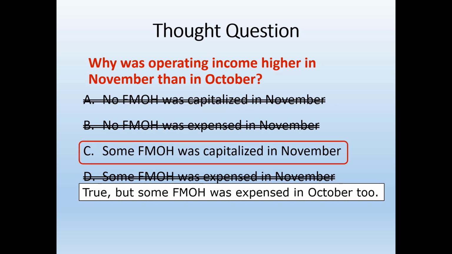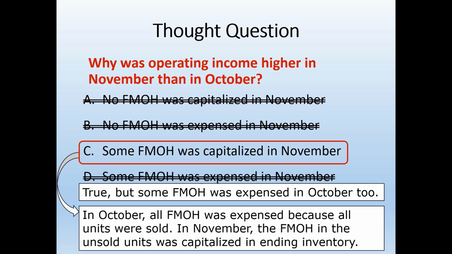The correct answer is C. Some fixed overhead was capitalized in November. That didn't happen in October, when all of the fixed overhead ended up as part of cost of goods sold, because all of the units that were made in October were sold. By contrast, in November, the fixed overhead that was attached to the unsold units ended up being capitalized in the dollar value of the ending inventory.